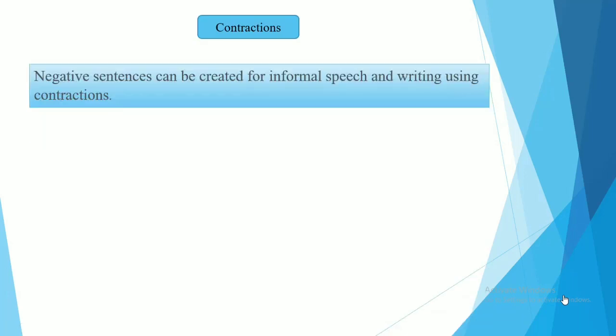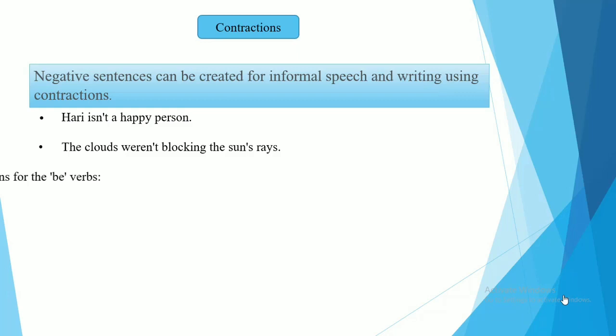Let's see contractions. Negative sentences can be created for informal speech and writing using contractions. For example, Hari isn't a happy person. Let's see one more example. The clouds weren't blocking the sun's rays.